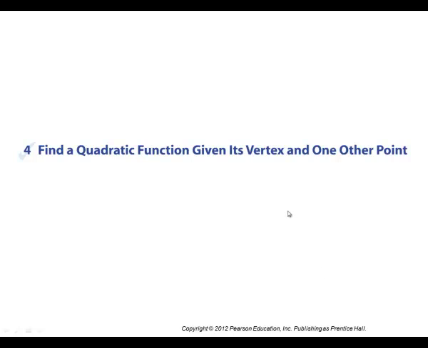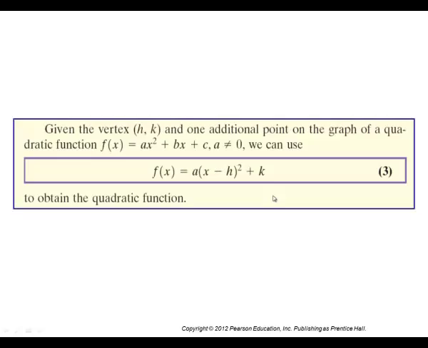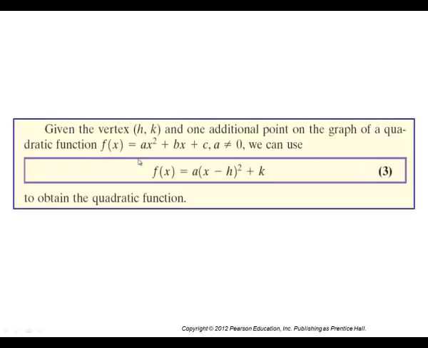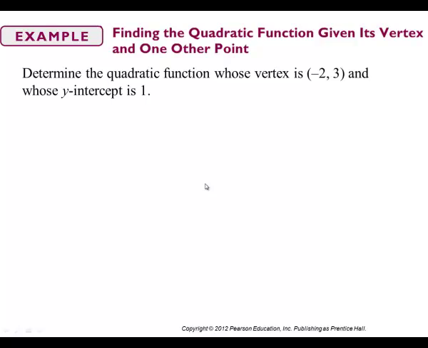Find the quadratic function given its vertex and one other point. Okay, so in order to do this, we want to find the equation given just the vertex and one other point. Well, the one other point is usually the y-intercept. We have to use this equation, f of x is equal to a times (x minus h) squared plus k. We're going to use the standard form of a quadratic equation. We're going to plug in values, and we're going to solve for a. And then when we do that, we can come up with our equation.